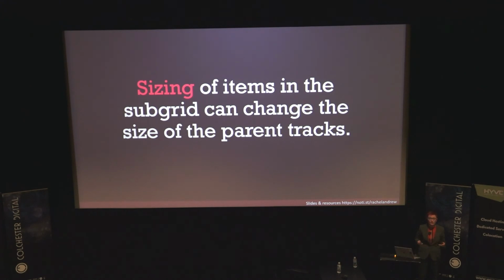It's also obviously worth noting that sizing of items in the subgrid can change the size of the parent track. If you put something bigger in the subgridded item and the track can grow, it's going to affect all the way along the row, even outside of the subgridded item.